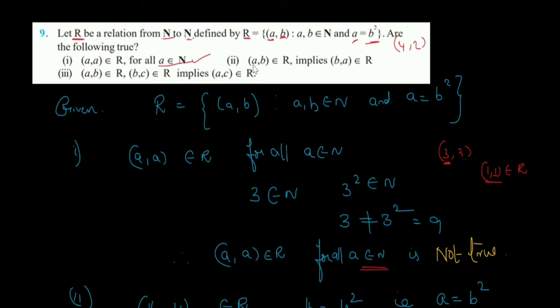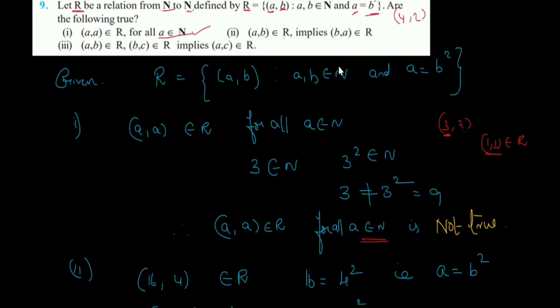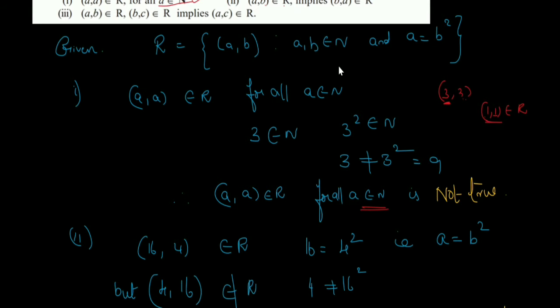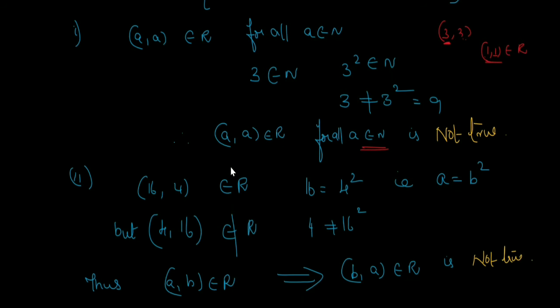Now the second one: if (a, b) belongs to R, that means if a is equal to b square, can you say that b is a square? One example to show it is not true is enough. Take (16, 4). You know that (16, 4) belongs to R. Why? The first element is the square of the second element. That's a, this is b. When you square b, you get a. So this belongs to R.